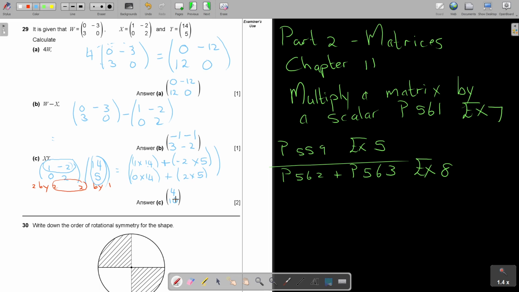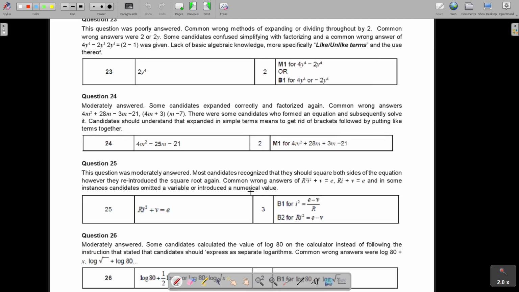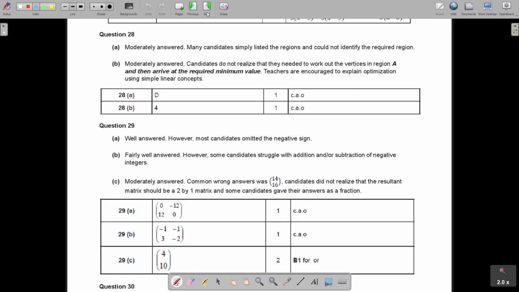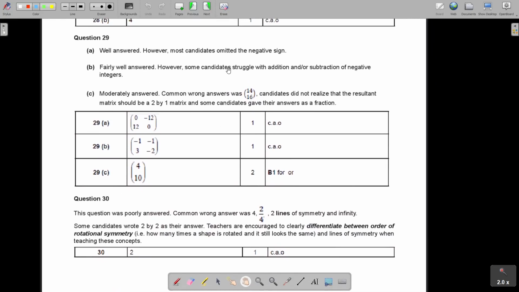But let's go to the exam report. Let's see if we can find that. Okay, if it's still on this page. 26, we are now already at 29. So let's see if it's on the next page. Yes, we're going to find it here. Okay, so, well answered. Most candidates omitted the negative sign. So they forgot about the negative 12.